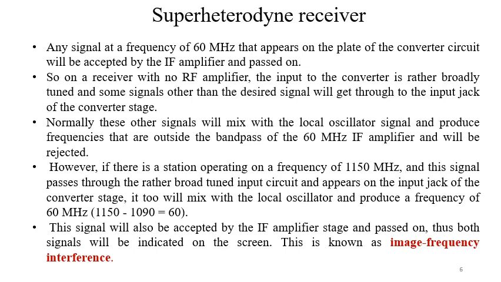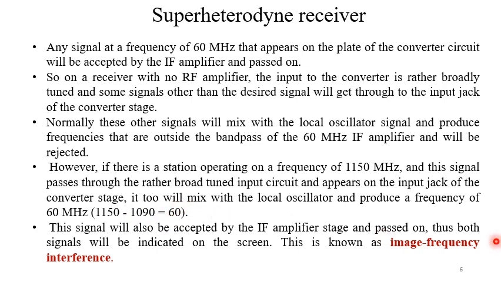However, if there is a station operating on a frequency of, say, 1150 MHz, and this signal passes through the rather broadly tuned input circuit and appears on the input jack of the converter stage, it too will mix with the local oscillator and produce a frequency of 60 MHz, because 1150 minus 1090 is again 60.